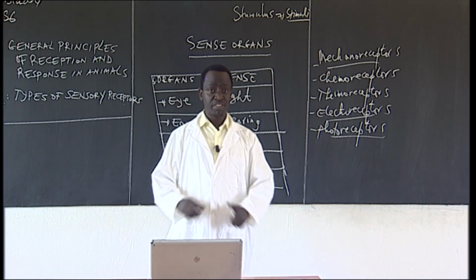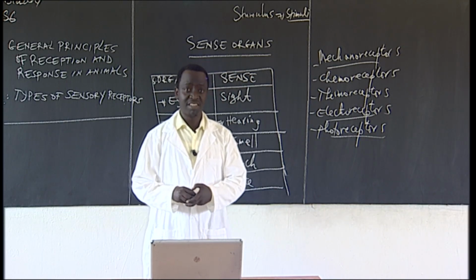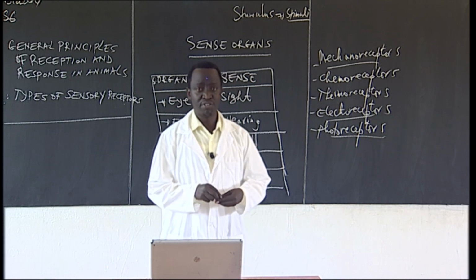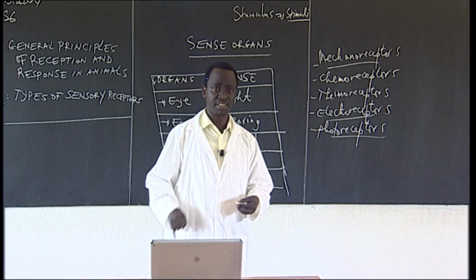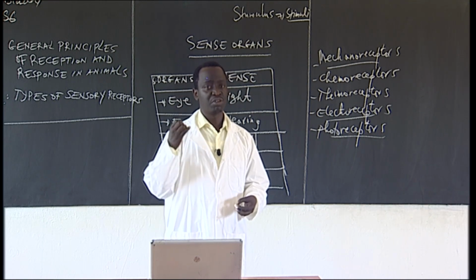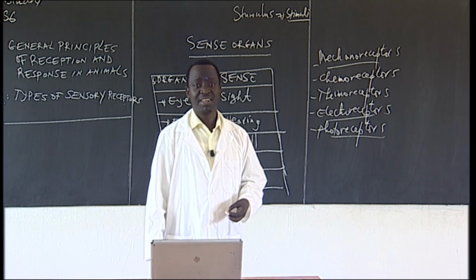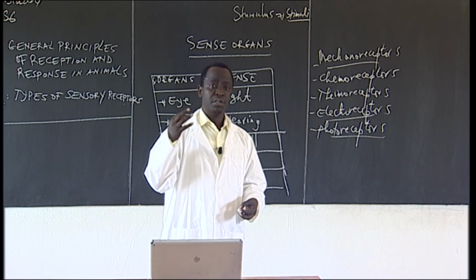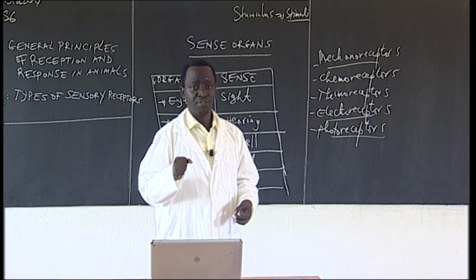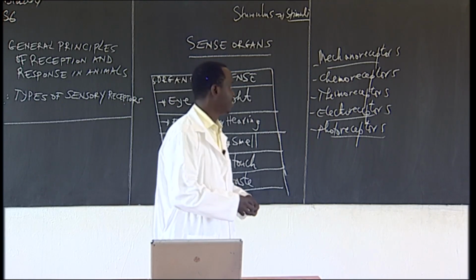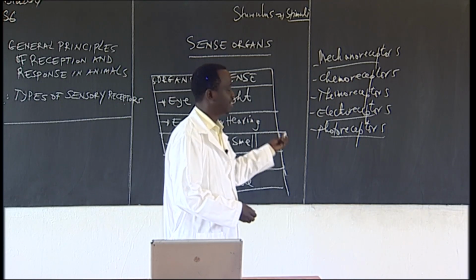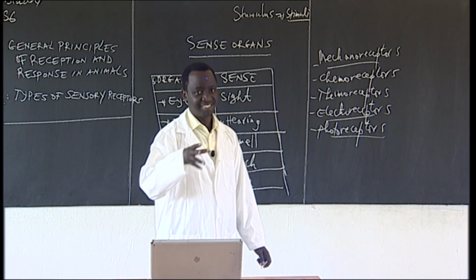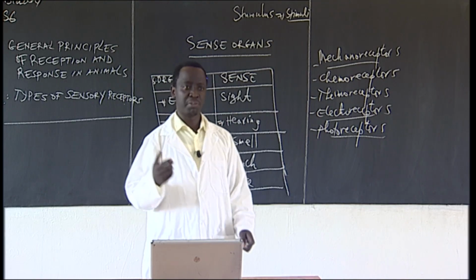So, according to the types of stimuli, how many types of receptors do we have? We have 5. We have what you call mechanoreceptors. We have what you call chemoreceptors. We have what you call electroreceptors. We have what you call photoreceptors. And then we have what you call thermoreceptors. Have you caught something? You can explain and give examples.